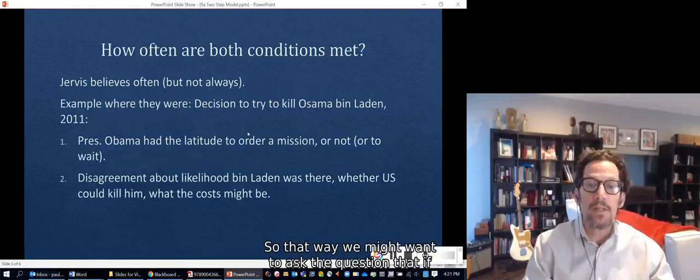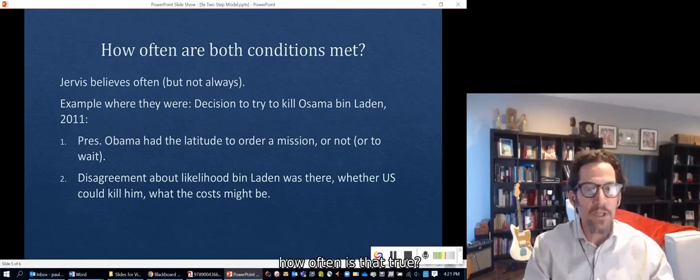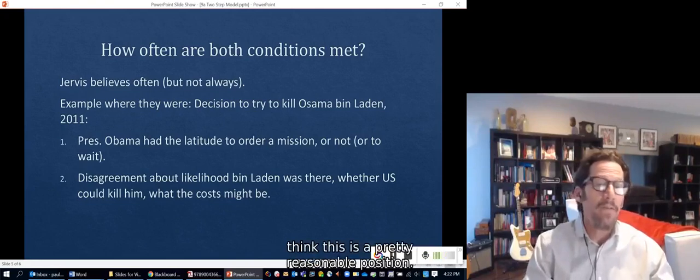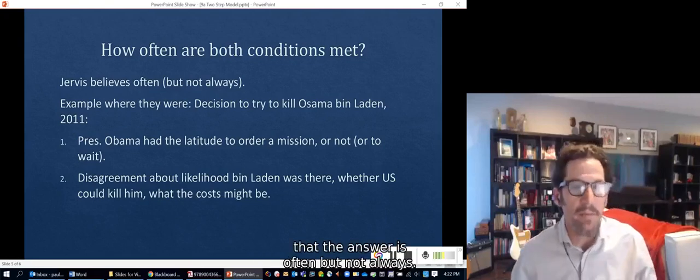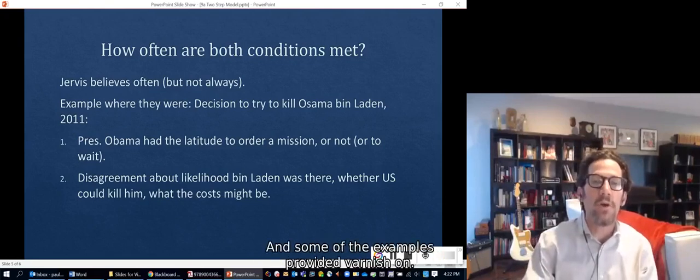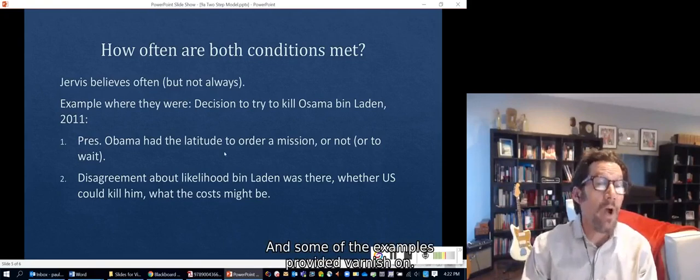So we might want to ask the question then, if both conditions have to be met for perception to matter, how often is that true? Jervis argues, and I think this is a pretty reasonable position, I don't think anybody's ever really disagreed too strongly about this, that the answer is often but not always, as some of the examples I've provided have already shown.